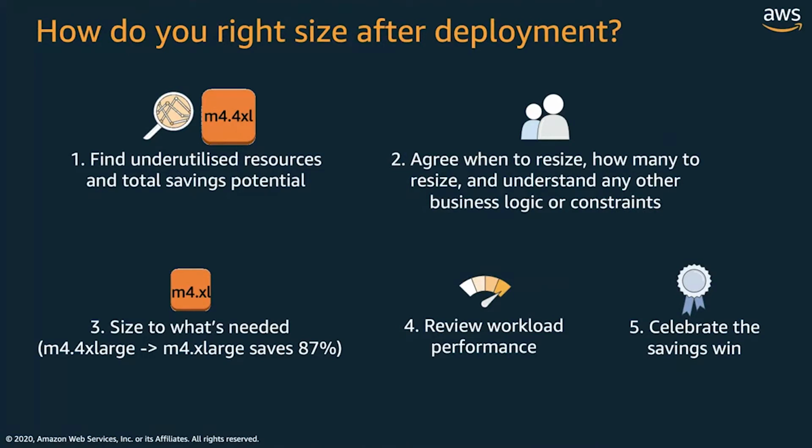How do you right-size after you've deployed? You can use our tools to investigate where you might have some underutilized resources in AWS, agree on a resizing process and what you need to resize to, obviously understanding any other business logic or constraints as part of that exercise. And then you size to what you need and continue to use those insights into your workload that I mentioned earlier to monitor the performance of the workload, and then obviously, all being successful, celebrate the savings when you have.